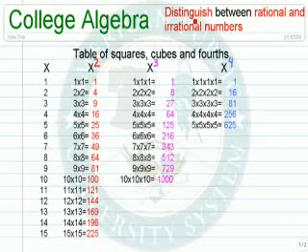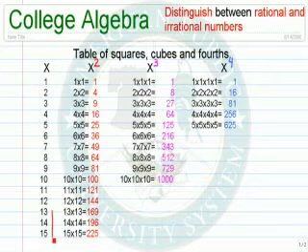In this lesson, we want to distinguish between rational and irrational numbers. We start with a table of squares, cubes, and fourths. This will make our work easier. Notice here is the base number. We have x squareds, each of the number over an x value squared. Here we have them raised to the third power and to the fourth power.